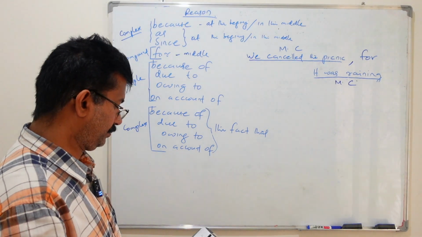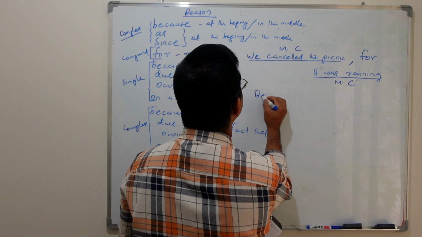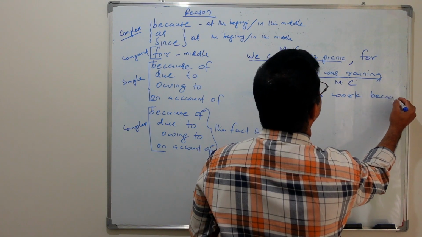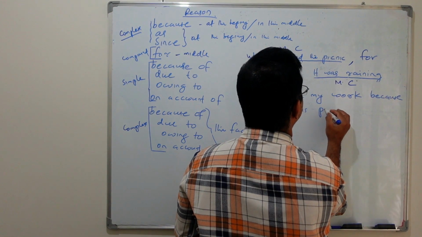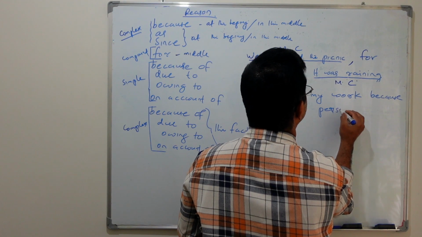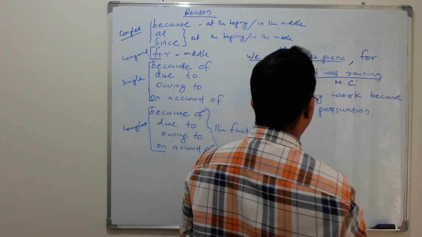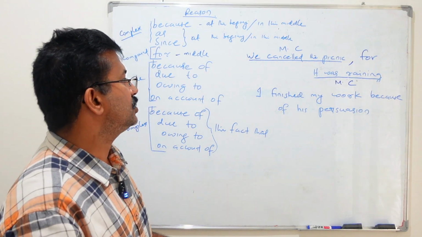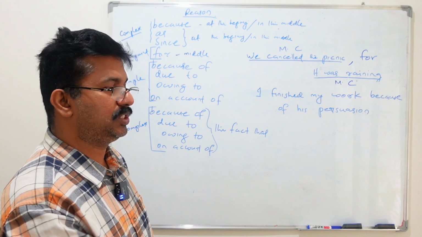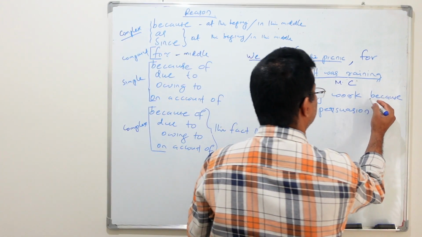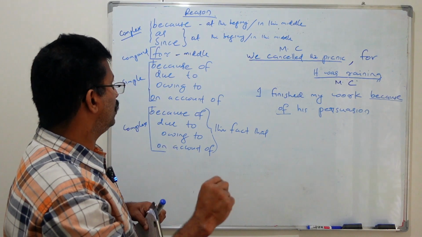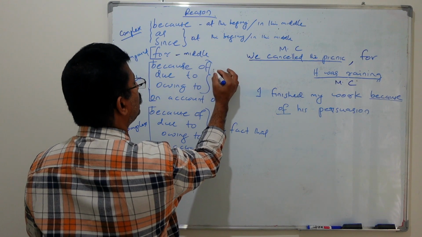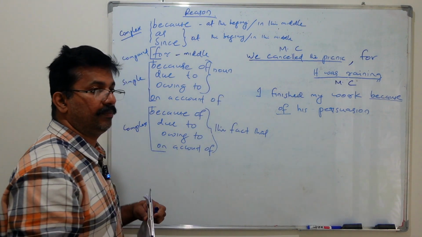Now, because of, how to use because of. I finished my work because of his persuasion. Persuasion is compulsion. Persuade is compel. I finished my work because of his persuasion. Just note that after because of, due to and owing to, you are writing a noun form, not a clause.